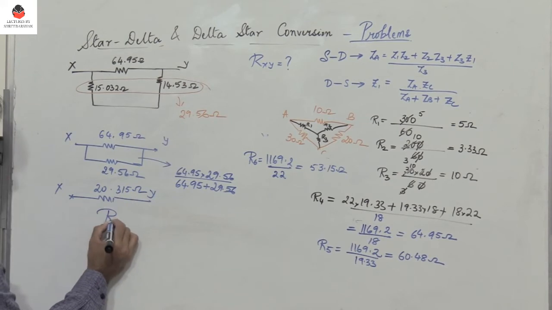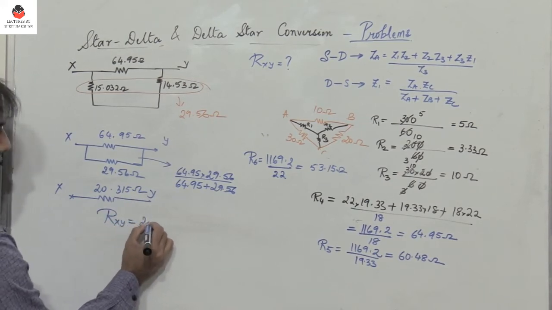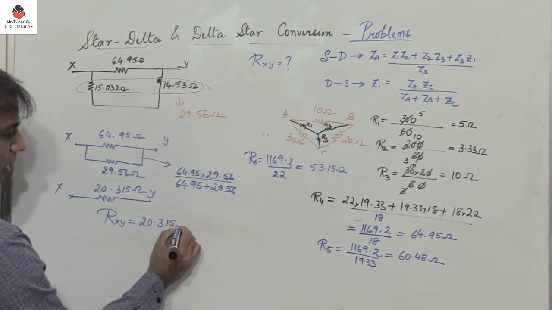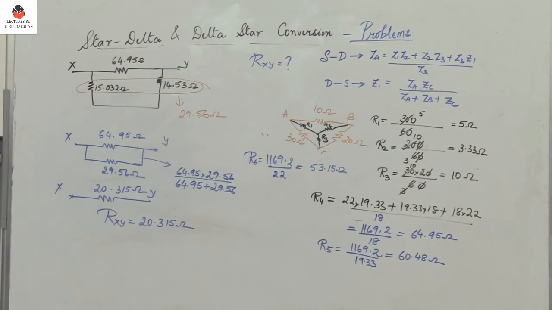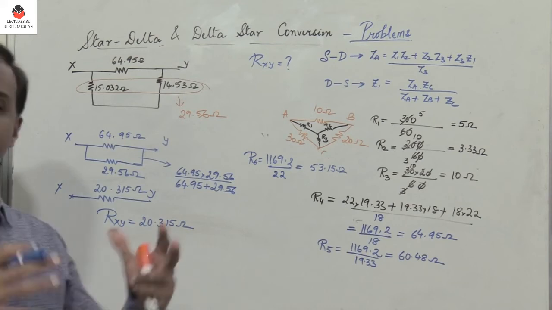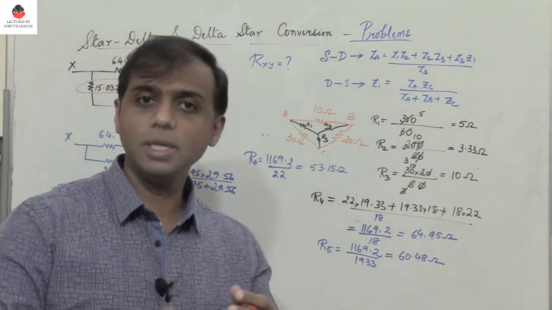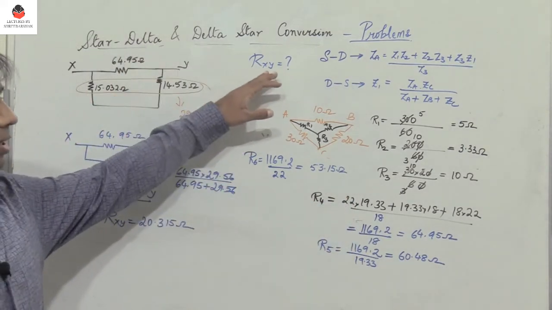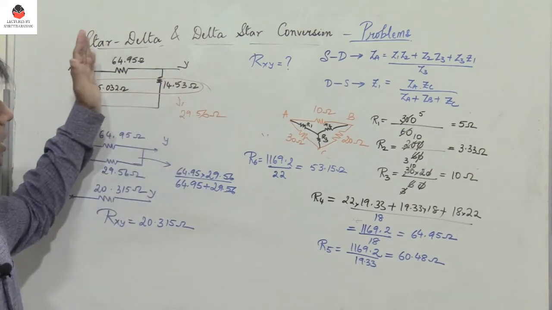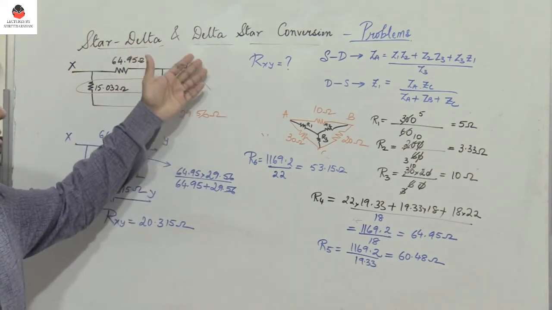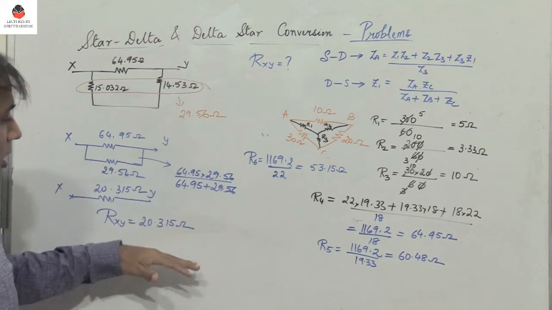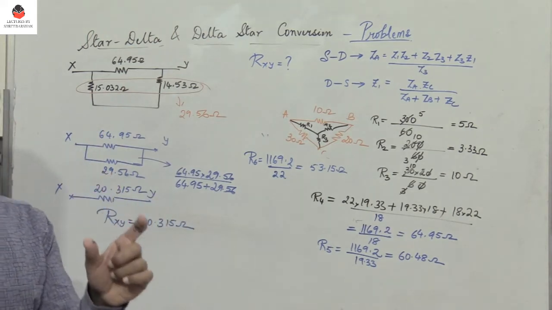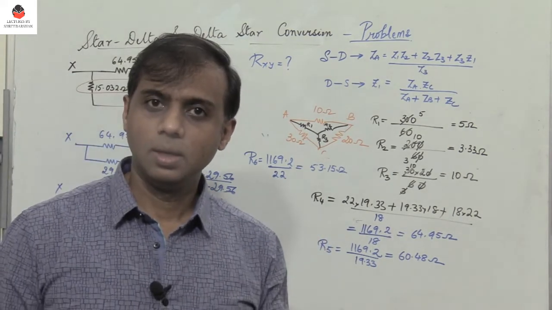So this is between X and Y. So the equivalent resistance between X and Y is 20.315 ohm, right? So you observe that we had a huge circuit, and in order to simplify it and find the equivalent resistance between X and Y, we had to perform star to delta conversion and also delta to star conversion, and finally we got the answer, the equivalent resistance between X and Y.